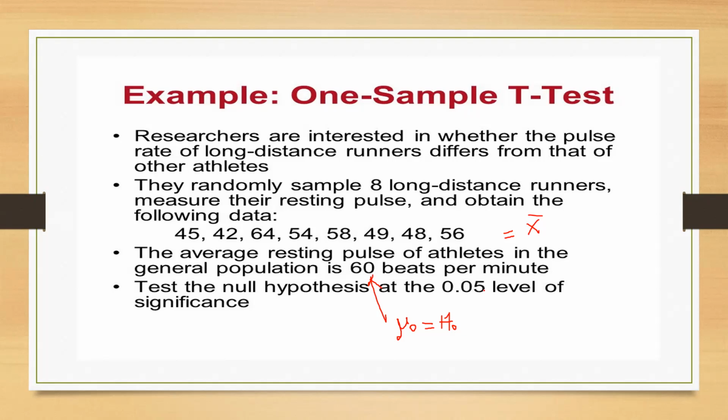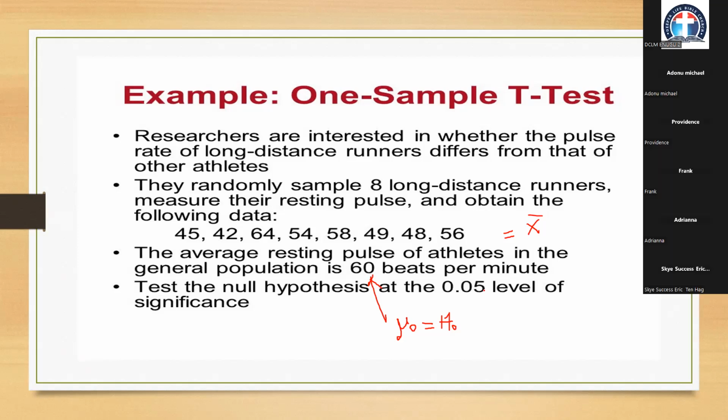What is the next thing? Number one, you have stated the hypothesis. Number two, you have determined the alpha level. What's the next thing? Locate the critical value. How do you locate the critical value?